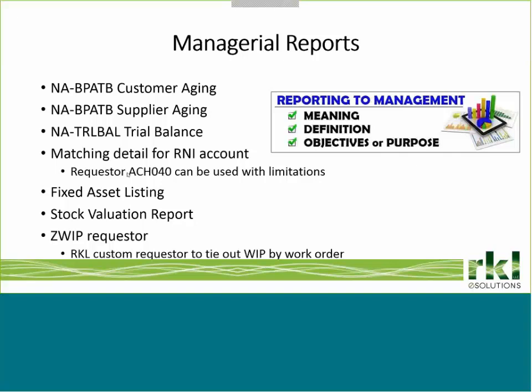And then as far as WIP goes, if I did your implementation, you should have a ZWIP requester out there that will tie your WIP out by work order number, so that if there's any balance remaining in the WIP at 12/31, you can see which work orders are responsible for that WIP and if you need to do any further work on the WIP account before you close the period.